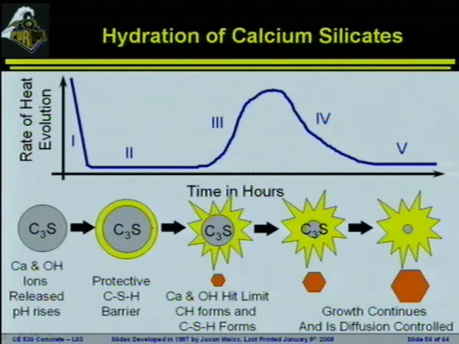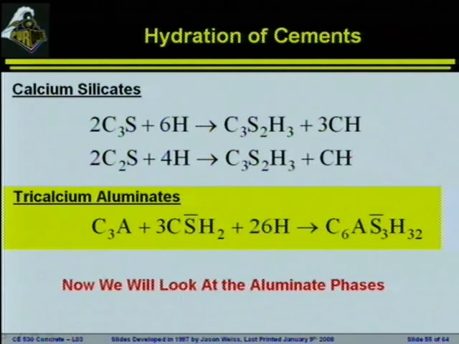All right, again, the C3S, ions are going to be released from the surface. We're going to get a protective barrier. At some point, calcium hydroxide is going to start to precipitate out of the system. When that happens, we're going to see this rapid rise in heat. We're going to see rapid reaction taking place. The cement is going to continue to get smaller and smaller. We'll get a diffusion-controlled reaction that takes place for the remainder of the reaction process.